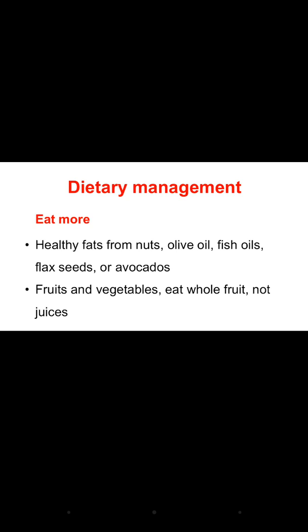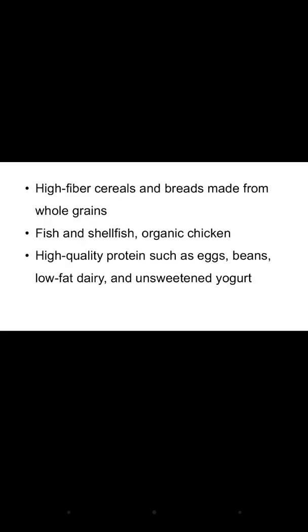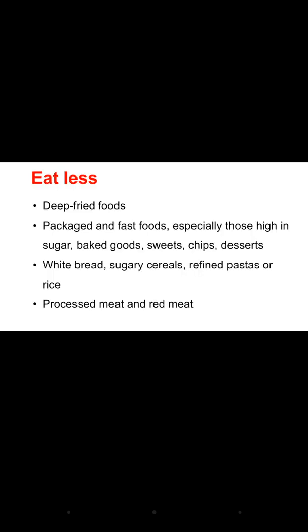First, eat more. What should the person eat more? The person should eat healthy fats from nuts, olive oil, fish oil, flax seeds, and avocados. Then fruits and vegetables should be eaten. Juice should be avoided. Eat the whole fruit. Then high fiber cereals and breads made from whole grains should be used. For example, the person should avoid white bread and take whole grain bread. Then fish and shellfish, then organic chicken, then high quality protein such as eggs, beans, low fat dairy, and unsweetened yogurt.